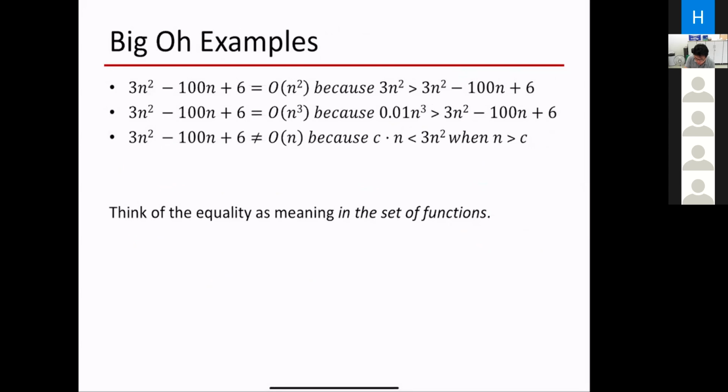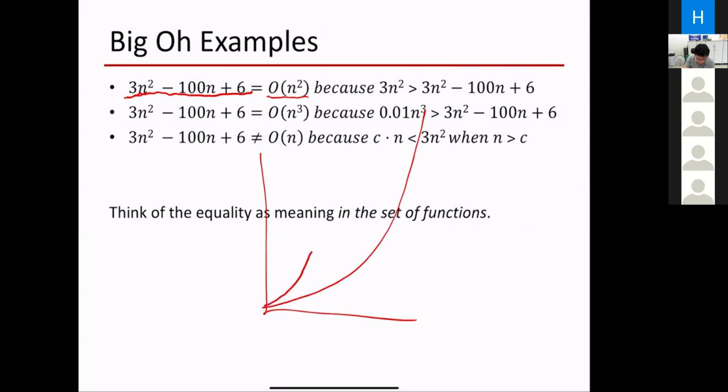So don't try to see. Let's think about it. 3n squared minus 100n plus 6 is big O of n squared. Is it true? Yes. How? n squared looks like this, and 3n squared is maybe steeper. And maybe a little detail with this one, something like this. Is it true?